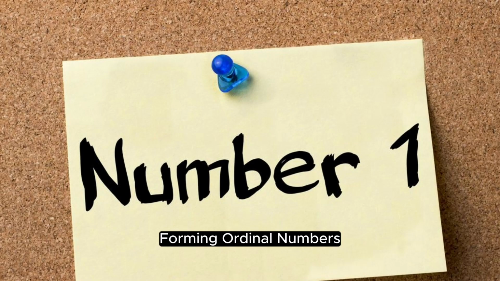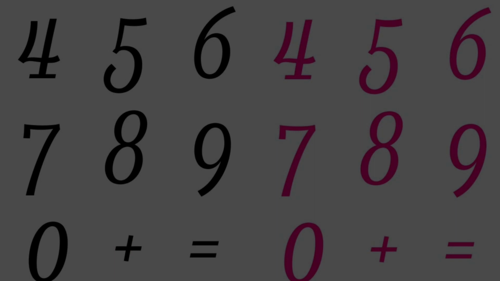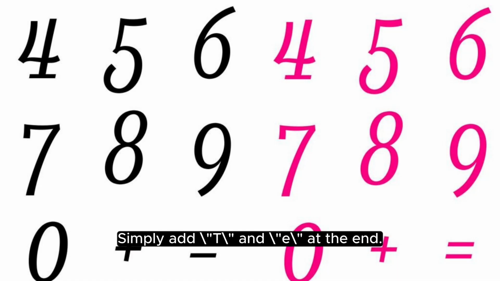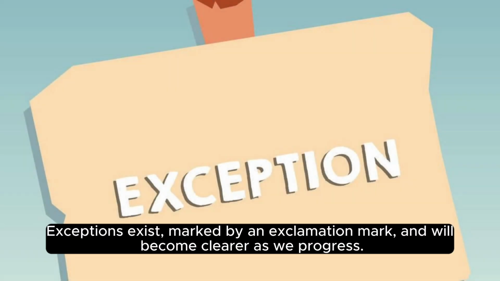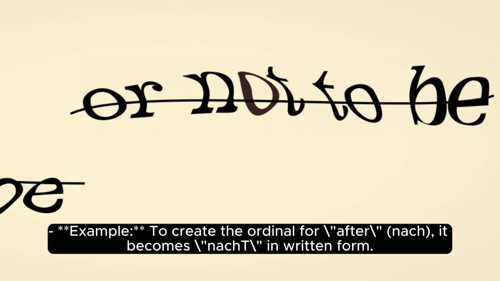Forming ordinal numbers. Forming ordinal numbers is a breeze once you've mastered the cardinal counterparts. Simply add t and e at the end. Exceptions exist, marked by an exclamation mark, and will become clearer as we progress. Example: to create the ordinal for acht, it becomes achte in written form.